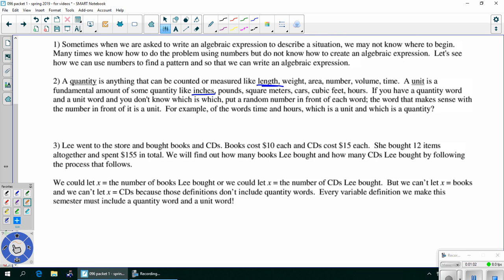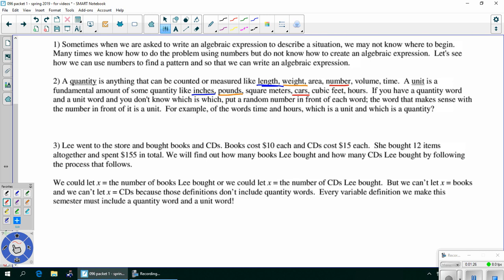Similarly, the quantity word weight could be measured in pounds, but you could also measure weight in ounces or in tons or in many other different units. And in terms of, let's just do this one more, number, we could be counting cars. So the number of cars, the quantity word is number and the unit word is cars.